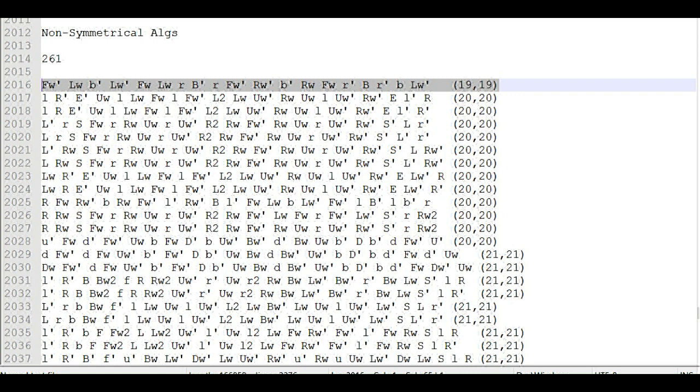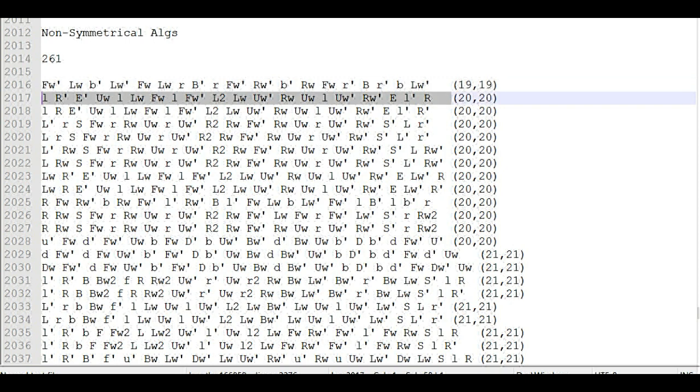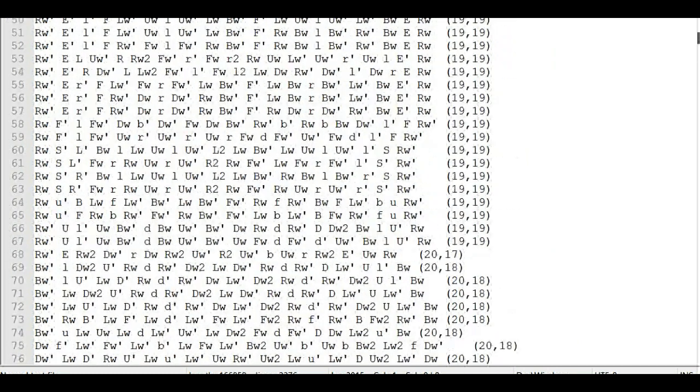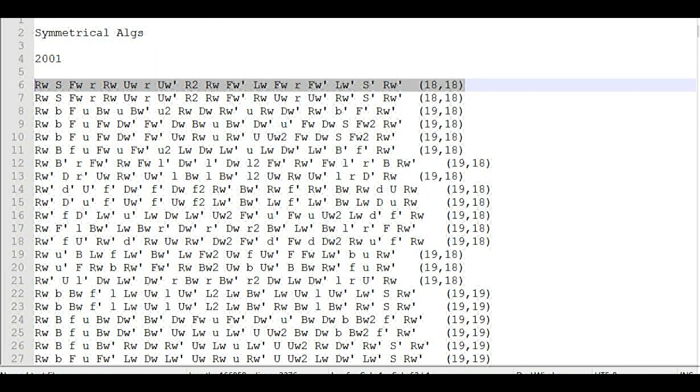But for other two-cycle cases in the last layer, there definitely are some non-symmetrical, so it's not all redundant. But if you want to manually go through and delete all of these, you're more than welcome to write a routine of your own to do that. That's fine. So what I wanted to show is the shortest algorithm is 18.